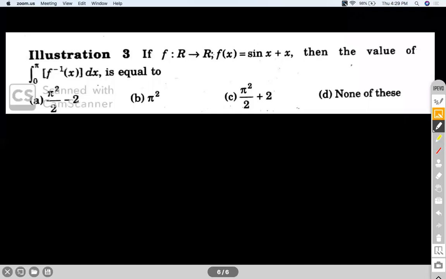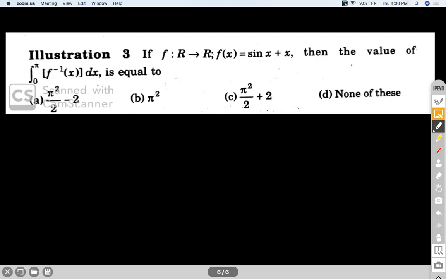If there is a function defined from R to R as sine x plus x, find the value of the integral of the inverse of this function from 0 to pi. Two and a half minutes to do this. Time starts now.